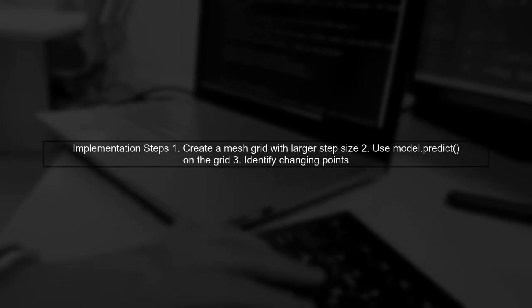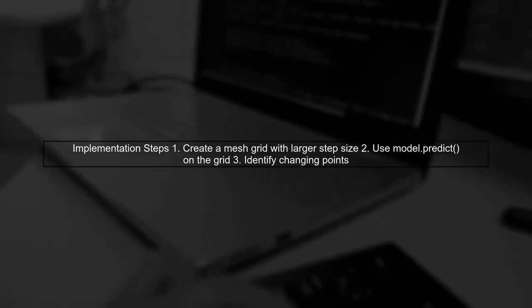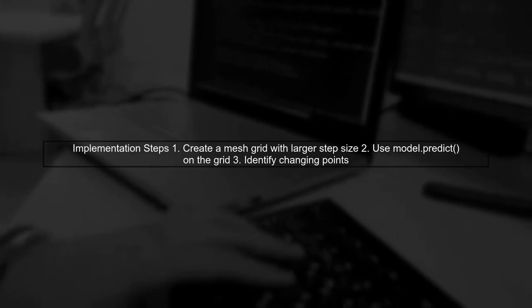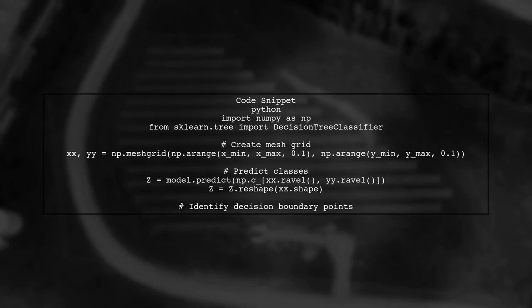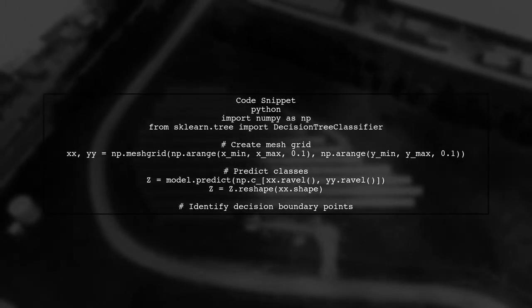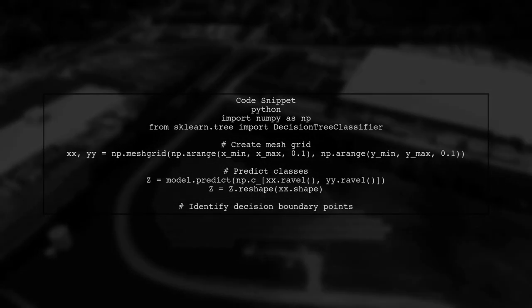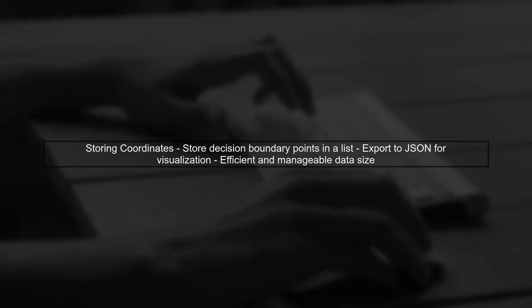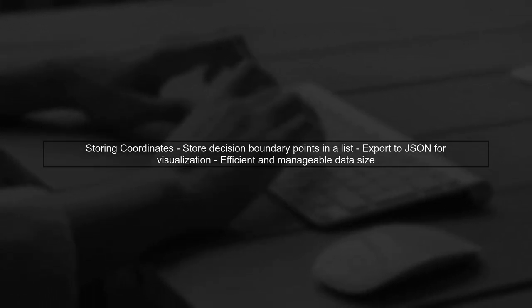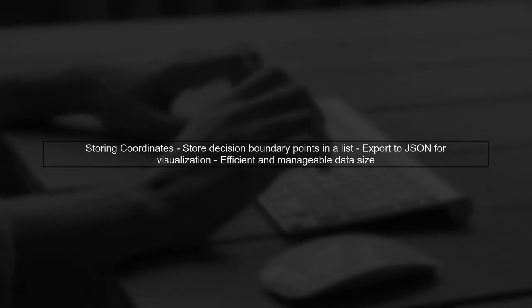To implement this, we can use the predict method of the decision tree model on a reduced set of points. We can create a mesh grid with a larger step size, say 0.1, and then check where the predictions change. Here's a code snippet to illustrate this process. First, create a mesh grid, then predict the classes, and finally, extract the coordinates where the class changes. Finally, you can store these coordinates in a list or a JSON file for your visualization software. This approach will be more efficient and should prevent crashes due to large data sizes.